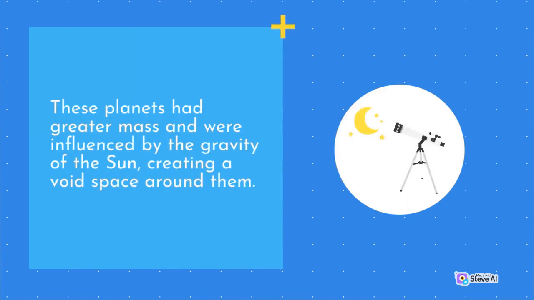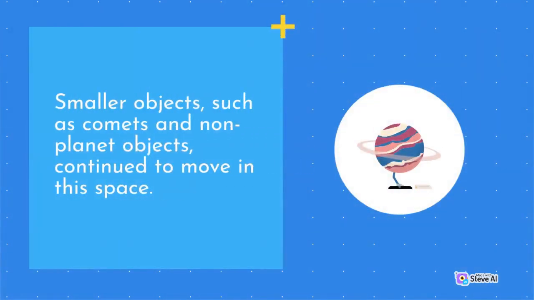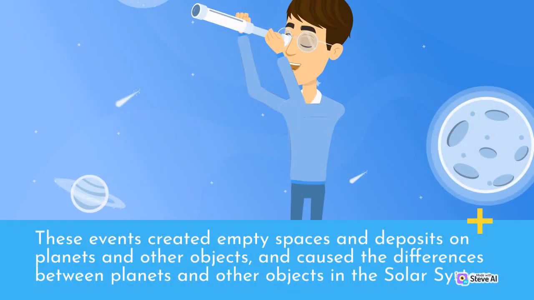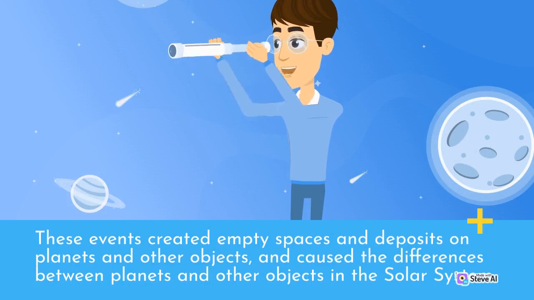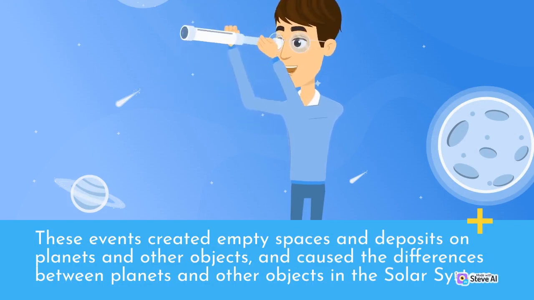These planets had greater mass and were influenced by the gravity of the Sun, creating a void space around them. Smaller objects, such as comets and non-planet objects, continue to move in this space. During the formation process, planets and other objects in the solar system underwent many collision and separation events. These events created empty spaces and deposits on planets and other objects, and caused the differences between planets and other objects in the solar system.